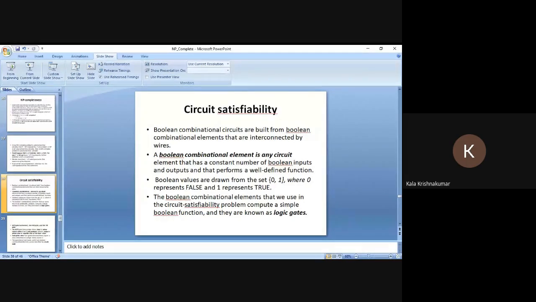Then the circuit satisfiability problem. That is the first problem we are trying to reduce.